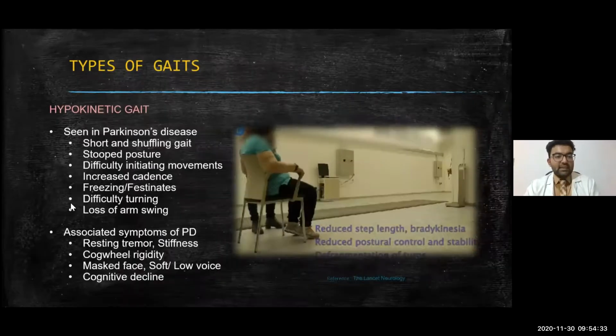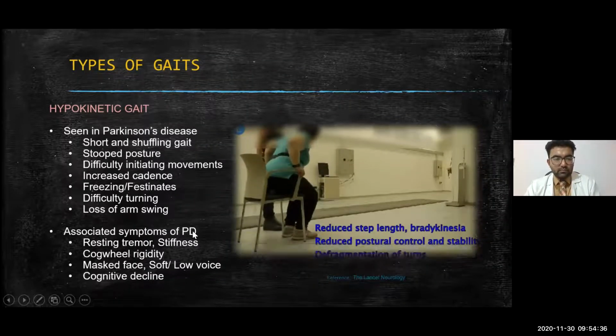The next gait is a hypokinetic gait, which is seen in Parkinson's disease. The patient basically lacks dopamine, which is produced from the substantia nigra, an important part of the basal ganglia. So the basal ganglia cannot work properly, and due to that, a patient with Parkinson disease will have a short, shuffling gait. The patient will have a stooped posture, a difficulty initiating movements, and increased cadence.